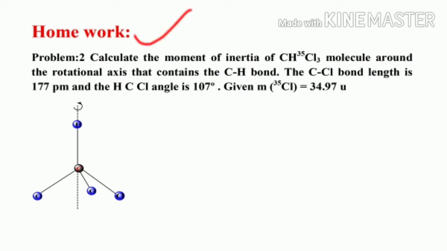This is another similar problem which I am giving you as homework. The problem is: calculate the moment of inertia of the chloroform CHCl3 molecule, where the chlorine atom is labeled as 35Cl, around the rotational axis that contains the C-H bond. The C-Cl bond length is 177 picometer and the H-C-Cl angle is 107 degree. Given the mass of 35Cl is equal to 34.97 u.